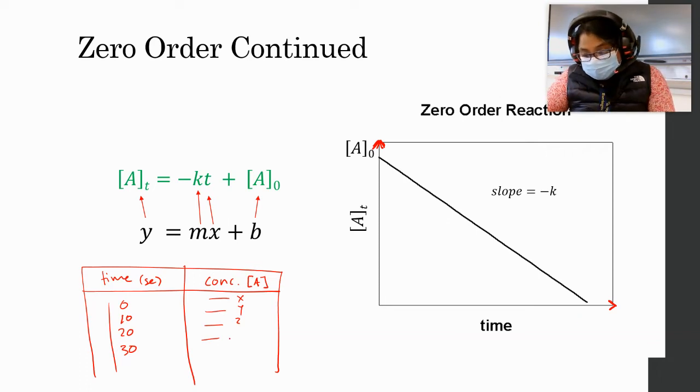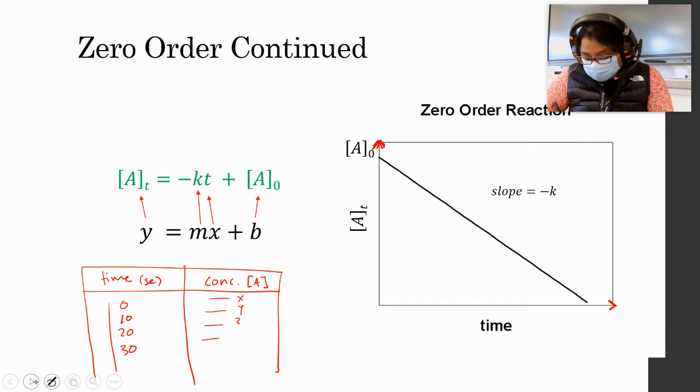Now, if this data does not result in a straight line, you do not have a zero order reaction. If you have a zero order, it will be a straight line. If it's not a zero order, then the line does not fit. It is not zero order. So it has to be a linear relationship to be zero order.